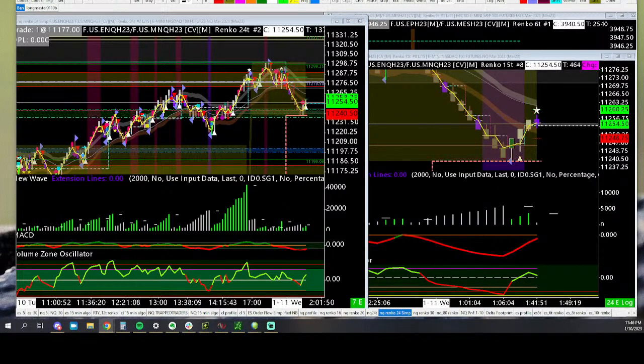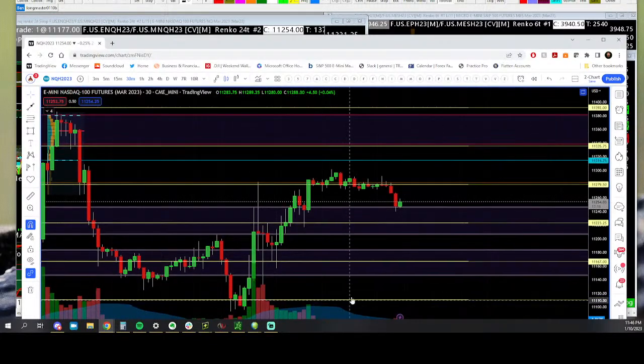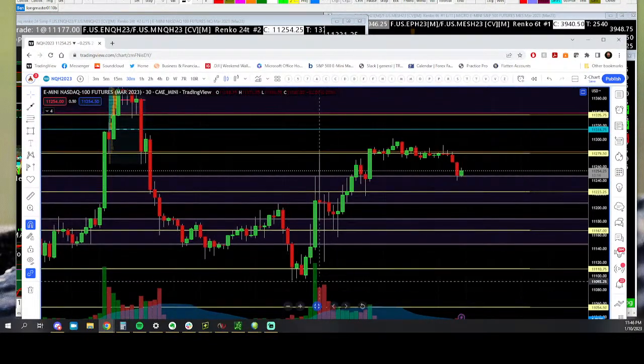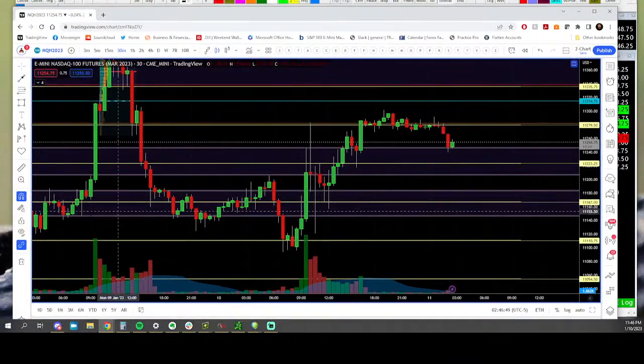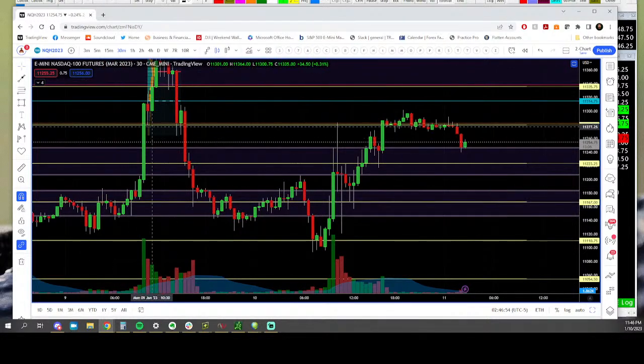Hold on. NQ. Okay, so we'll do the 30-minute chart. So we've been bullish pretty much since like Monday, right? So the end of the day Monday. Here, Monday we had a big rip and then pullback, and then we opened here on Tuesday and retraced a big part of this, right?